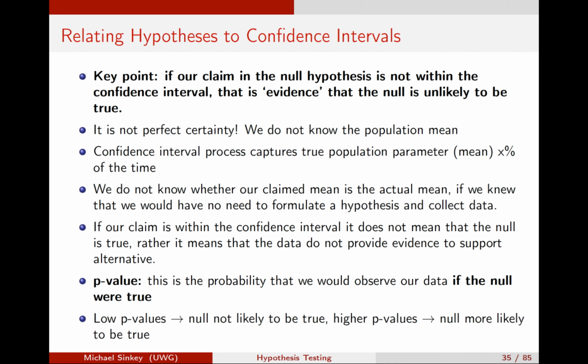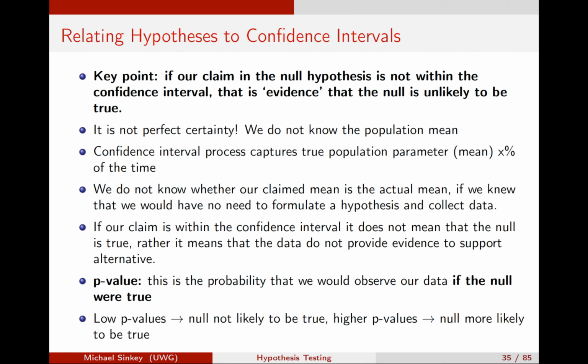All I can do is collect data and do a hypothesis test. Likewise, if the red dot happens to fall in the confidence interval, it does not necessarily mean that is the true population mean. It just means I don't have any evidence to think otherwise. And so we can look at this through the context of what's called a p-value.